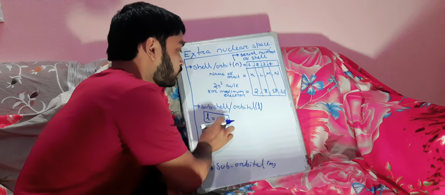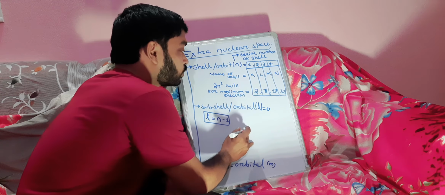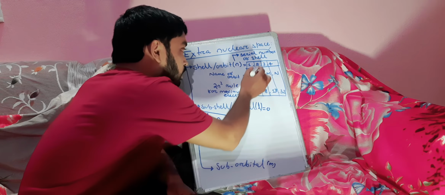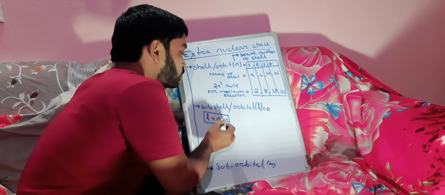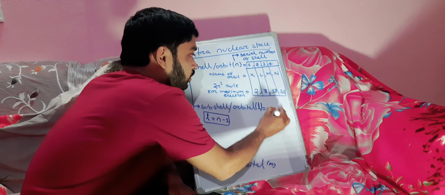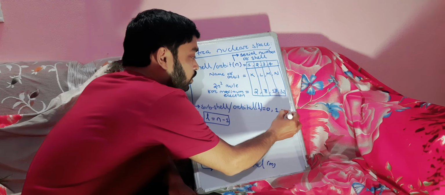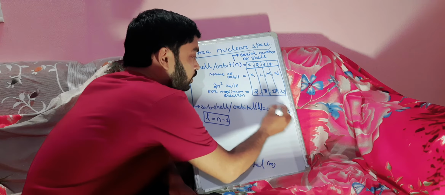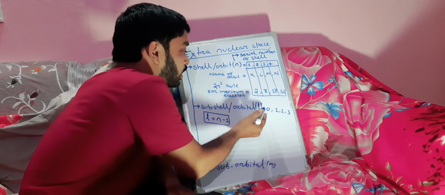So the starting L value will be n minus 1, and the starting n value is 1. So 1 minus 1 will be 0. So the starting L value is 0. The second n value is 2, and 2 minus 1 gives the second L value, that means 1. The third L value will be 2 and the fourth L value will be 3. From the n value I am subtracting 1 to get the L value.